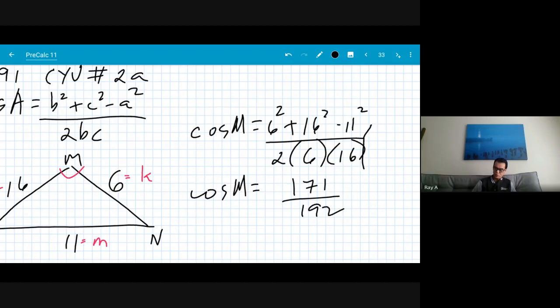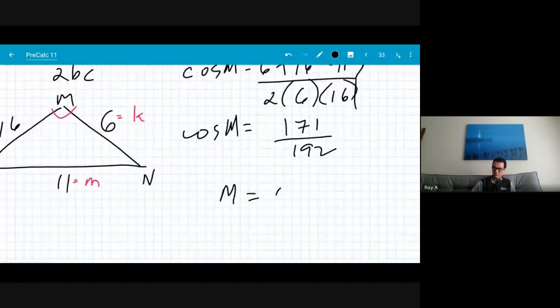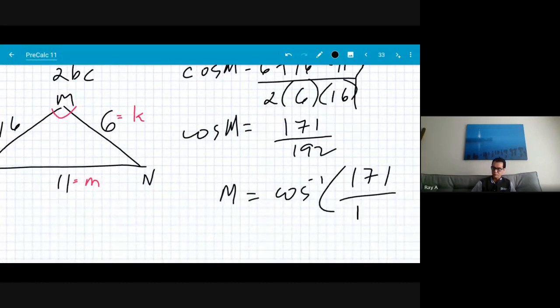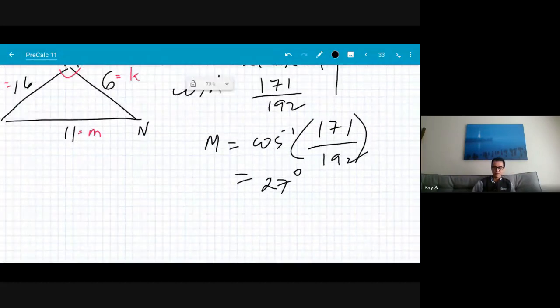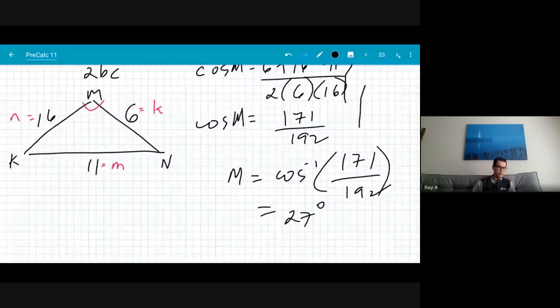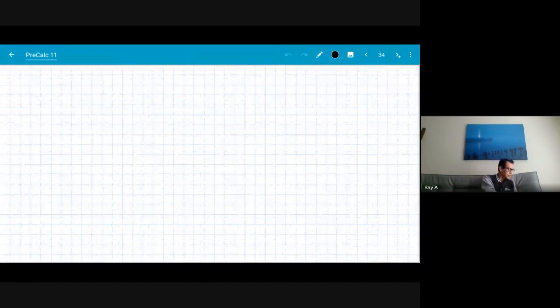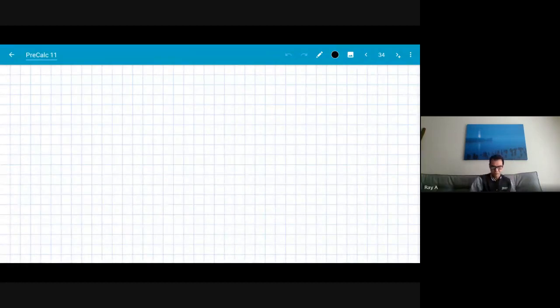Therefore, to find m, that would be equal to cosine inverse of this, which gives you, I don't know what is happening. How come it's doing that? It's about 27 degrees. There you go. So that 27 degrees would be m. Now I will leave number 2b for you to do in the check your understanding. Right. I will do check your understanding number 3, page 492.